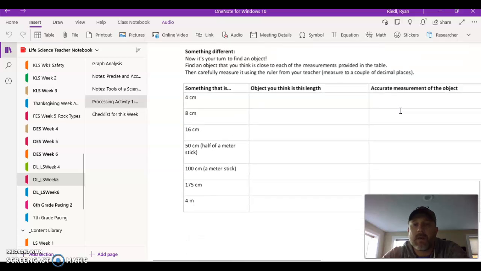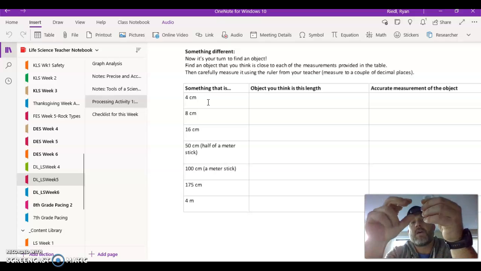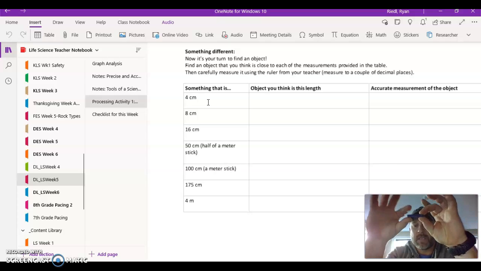Okay? And then down here, I want you to go around your house and find something that is about this long. So something that you think is about 4 centimeters long. Okay, I'm just sitting here. I've got a little rubber band right here that just happens to be sitting next to me. And I'm going to pretend that I think this is 4 centimeters long. Okay, I think that's about 4 centimeters. I'm going to write down purple rubber band sitting next to me. Then I'm going to actually go ahead and measure this thing.